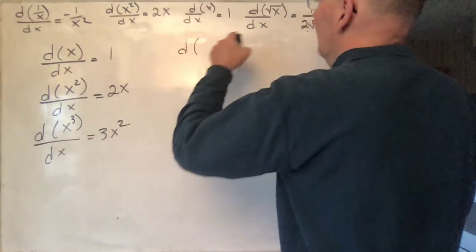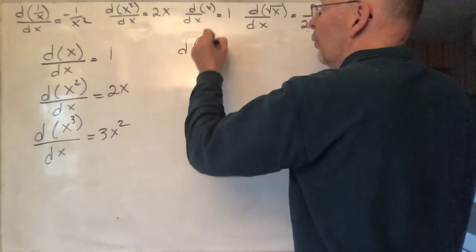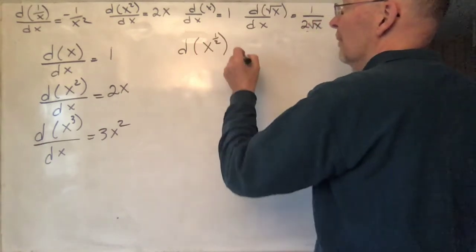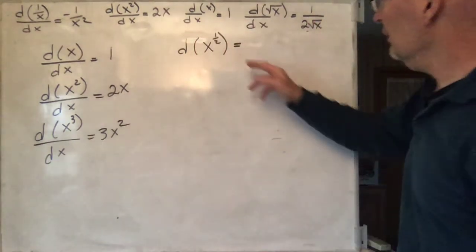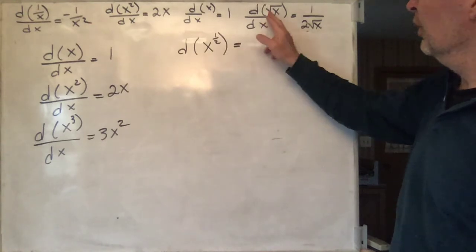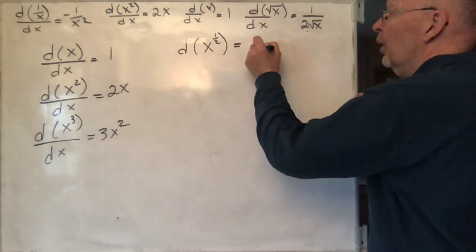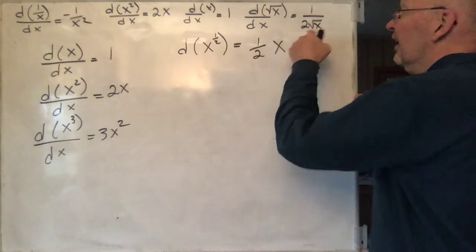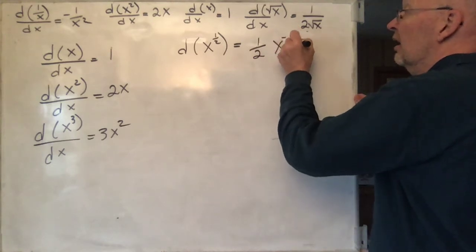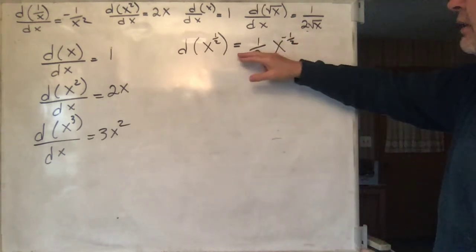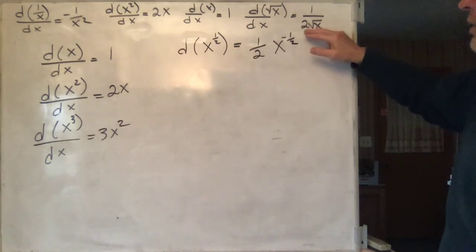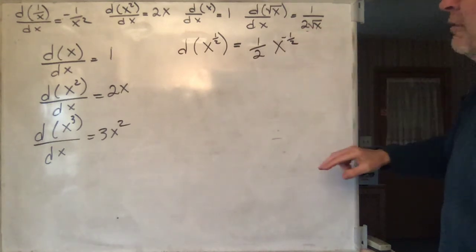The derivative of, I'm going to write this as x to the 1/2 power. And the derivative of x to the 1/2 power, I'm going to write as 1/2 times x to the negative 1/2 power. Agreed? That's what this is. 1/2 x to the negative 1/2 power.